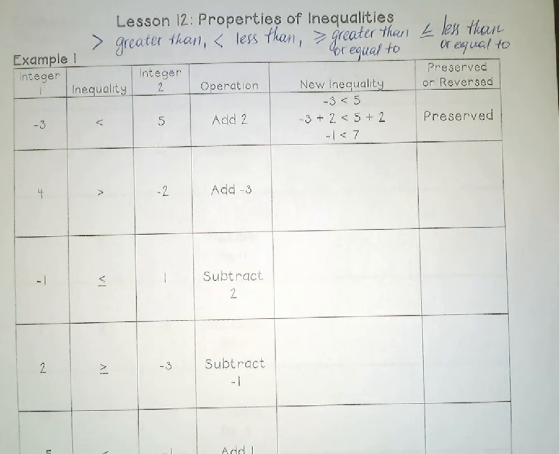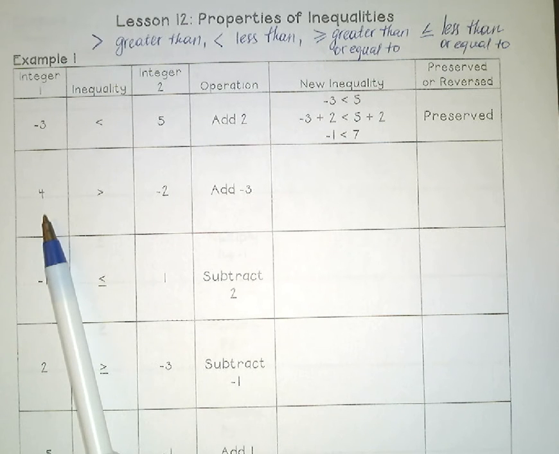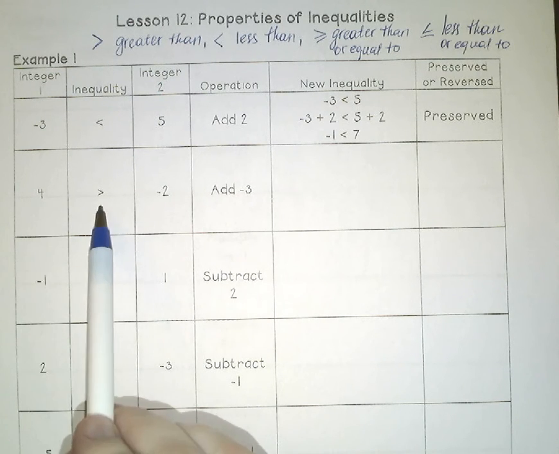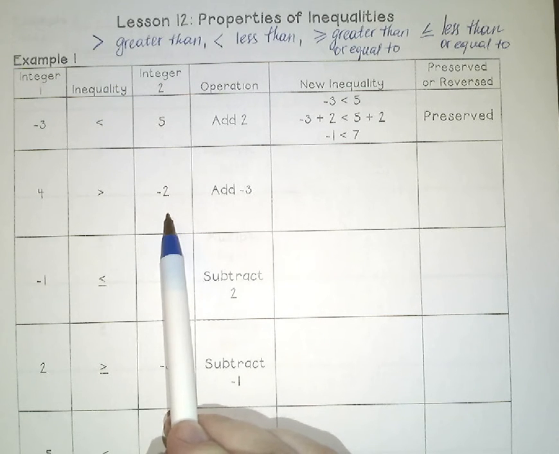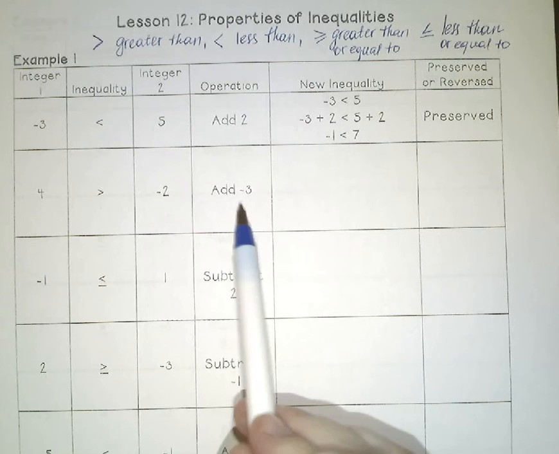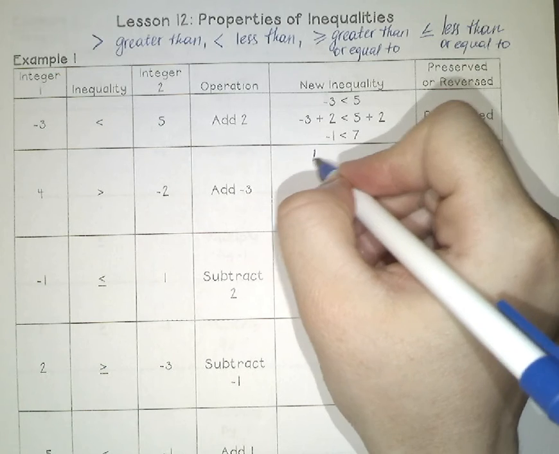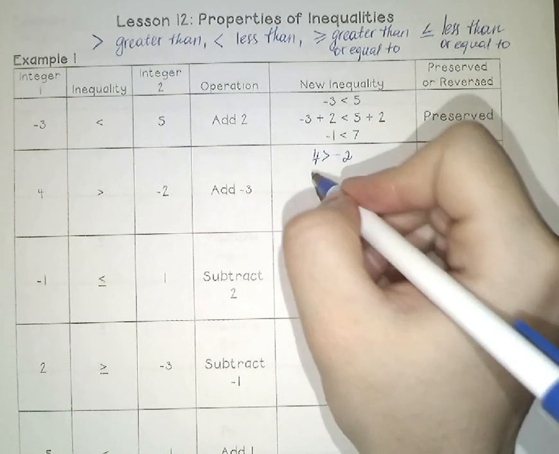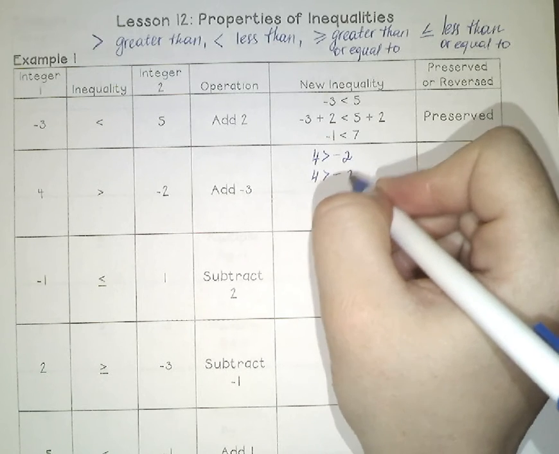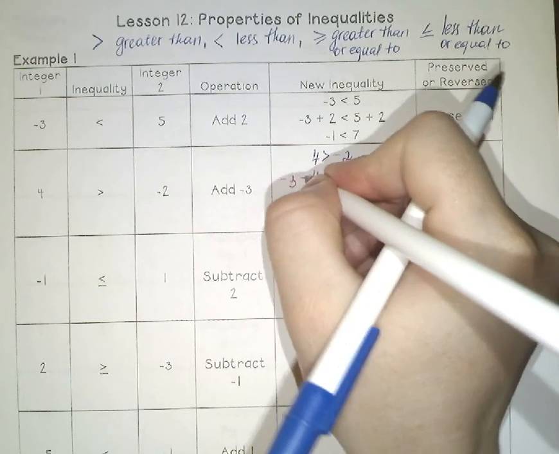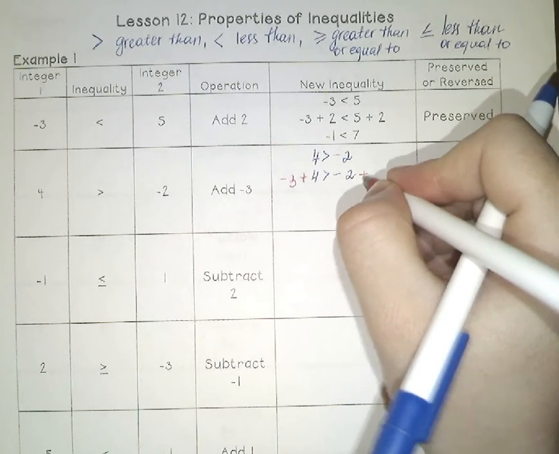Let's work on this one inequality together, and then you will finish the rest of it by pausing this video and doing it on your own. So we have 4 is greater than -2. That is true. 4 is greater than -2. Now we are adding -3 to both parts of our inequality. So I'm going to rewrite that first. 4 is greater than -2, but I'm going to add -3 to both sides: -3 plus 4 and -2 plus -3.